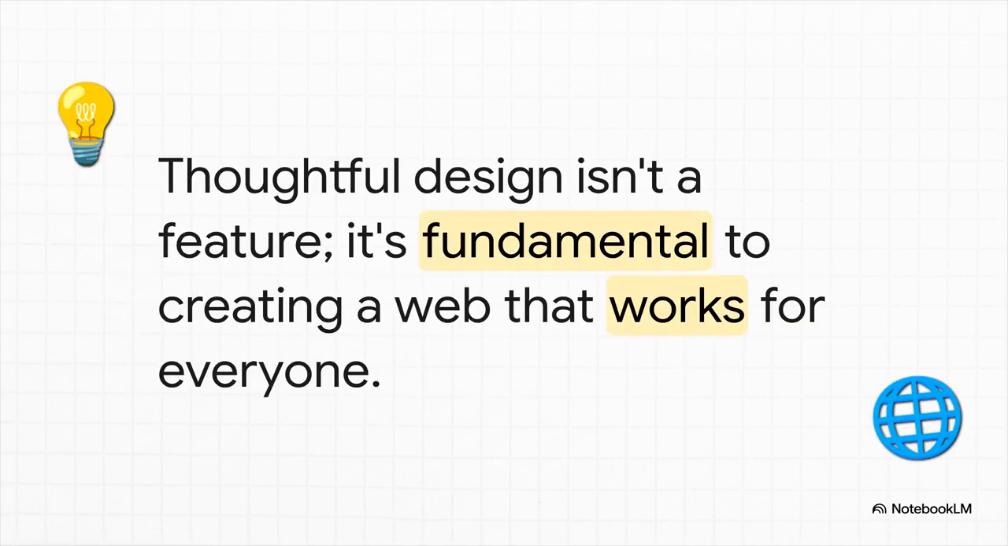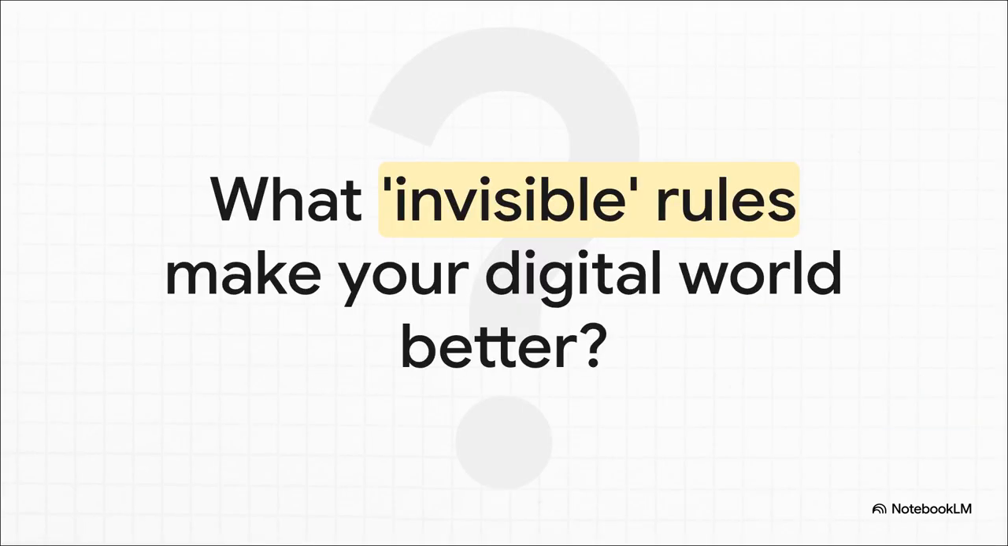So if there's one thing to take away from all this, it's that this isn't about adding some fancy, complicated feature. It's just about being thoughtful. Building a more accessible web isn't some separate special task. It's what happens naturally when you just build a smarter, less frustrating, and more human-friendly web. So the next time you're on a website and a menu behaves exactly how you'd expect it to, just take a second. Appreciate those thoughtful, invisible rules working behind the scenes.